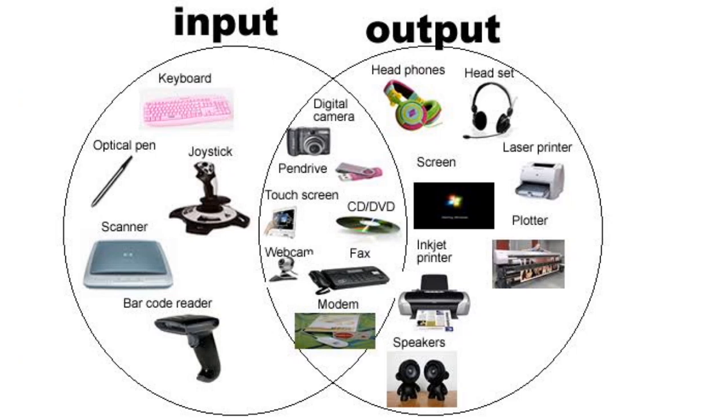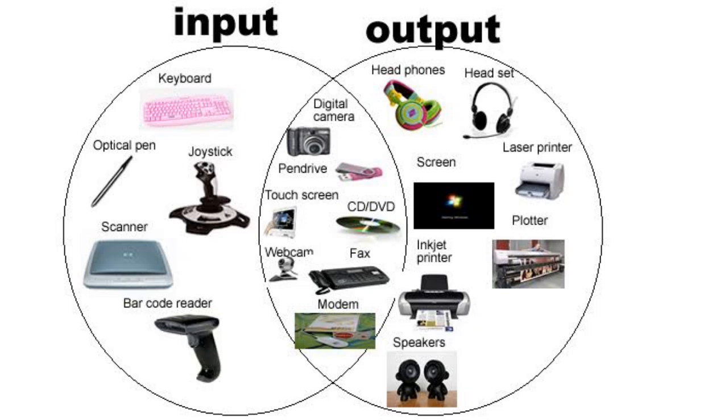These parts are divided into two groups like input and output. Input devices are keyboard, optical pen, joystick. Joystick is used in games. By playing games, you can use joystick. Optical pen is used with the touch screen or touch screen mobile. Keyboard is commonly used with desktop computers.